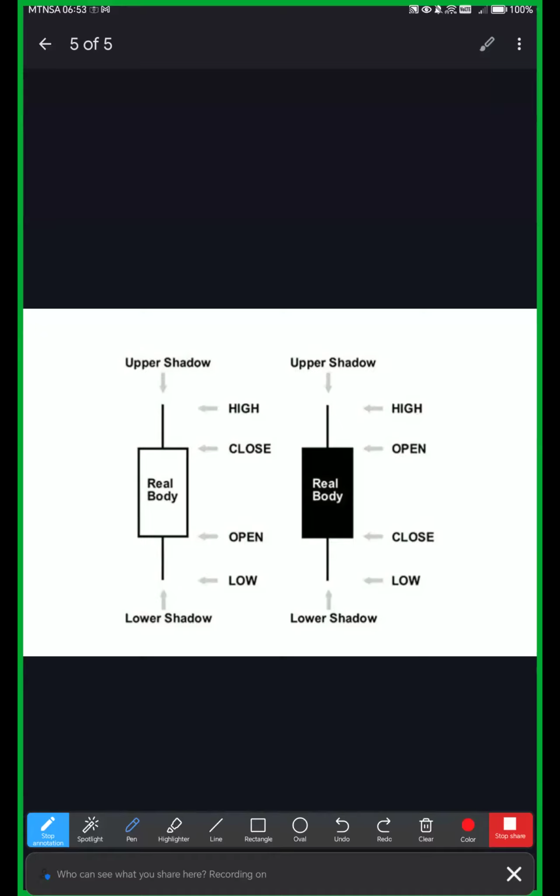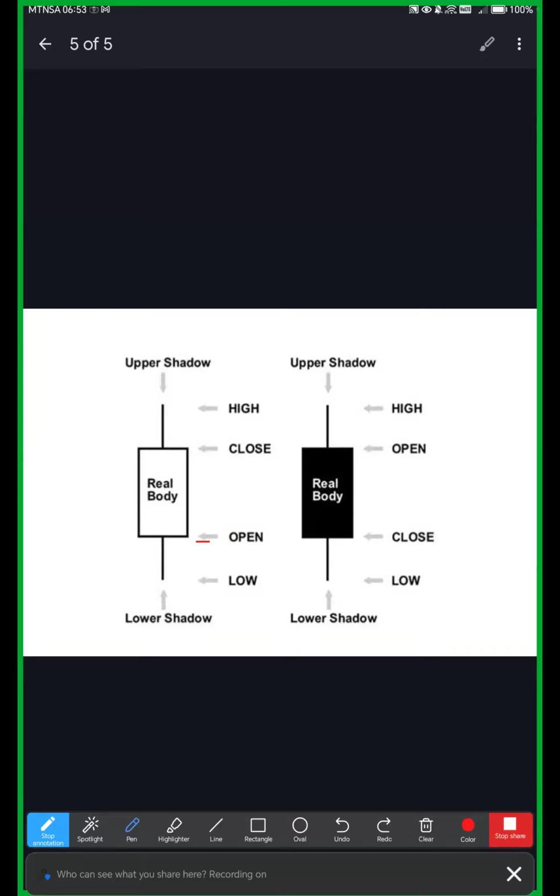So a candle has got parts. Let's look at this white candle here that is representing buyers. This candle has what we call the open price. Each and every candle should have where it opened or where it started.